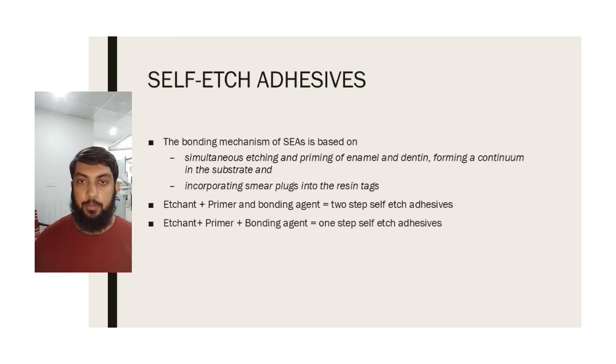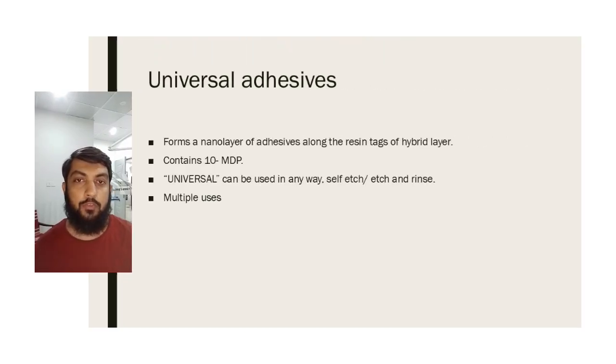First it was etchant and primer, then a bonding agent. It was a 2-bottle system. Then it became etchant, primer, and bonding agent in one-bottle systems. Further developed were universal adhesives, which include 10-MDP, to be used in a multitude of things other than bonding composites, such as fiber post bonding or bonding of ceramic crowns and zirconia crowns and many things like these.